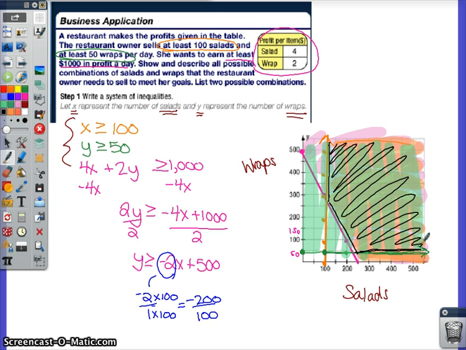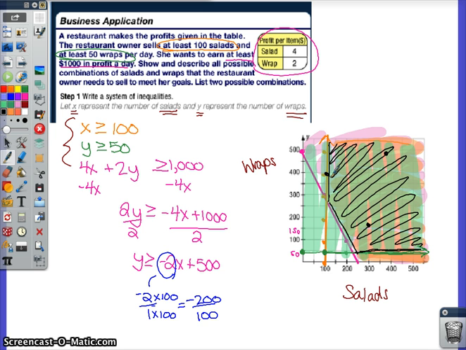Now I realize she can't sell part of her salad or part of her wrap, so we're really focusing in on the whole number, the integer values that are in those regions. So give me two solutions. Well, she could sell 300 salads and 200 wraps. That's a solution. She could sell 400 salads and 500 wraps. That's a solution. You could even pick a point on this line. She could sell 100 salads and 400 wraps because that is in the shading of all of the regions.